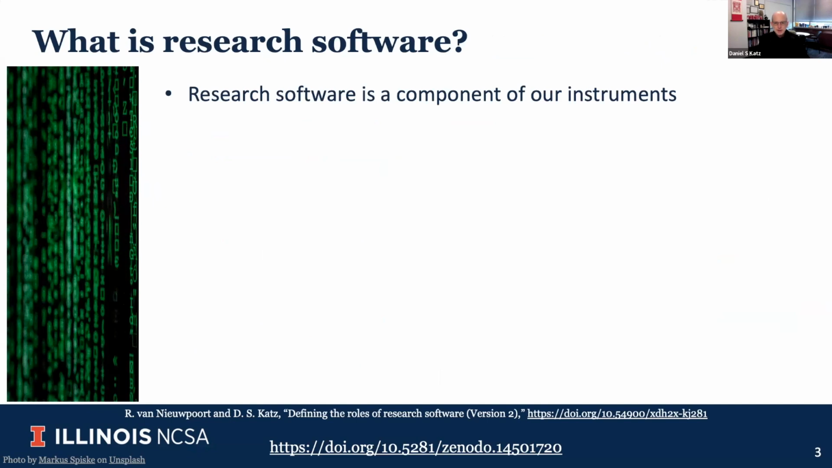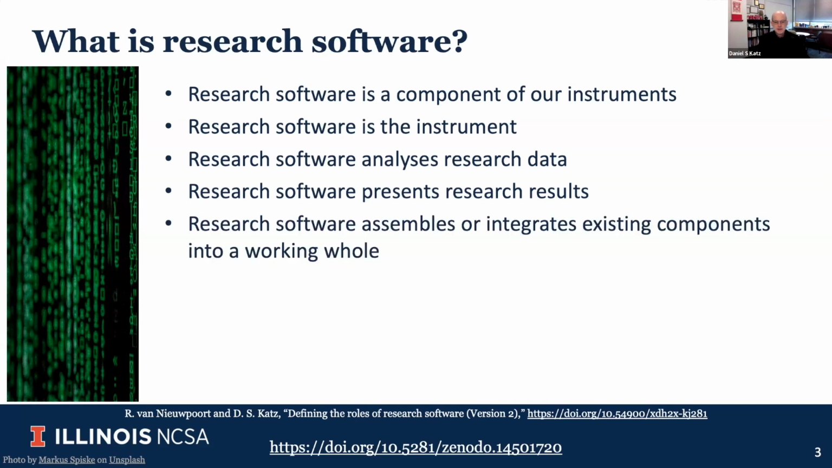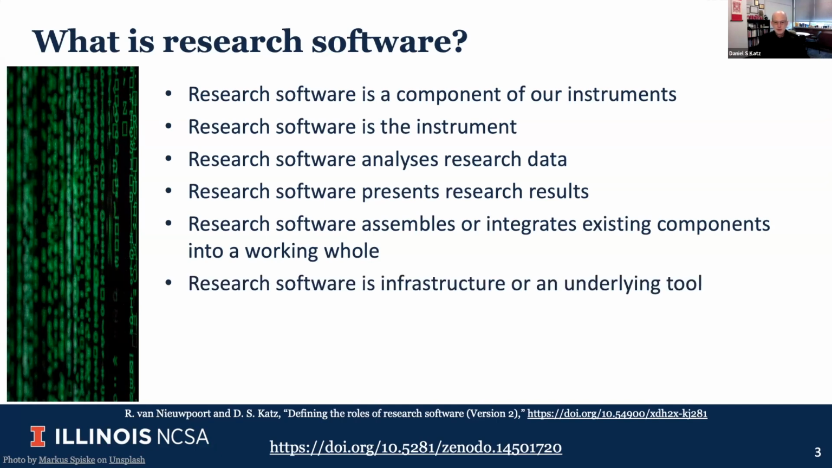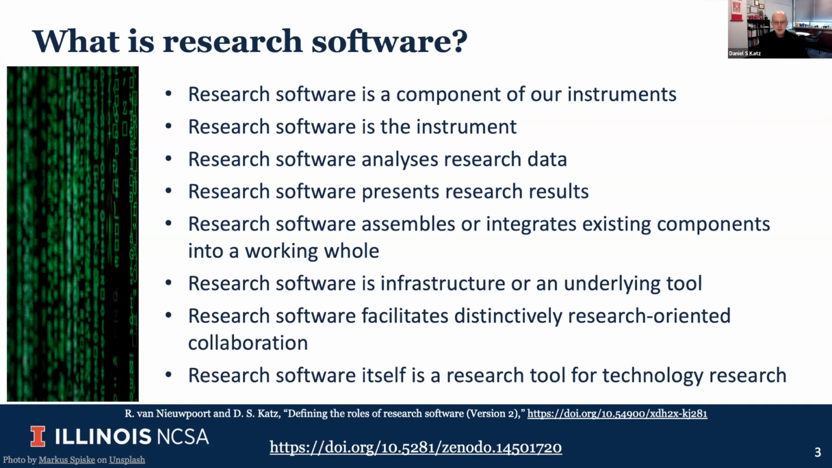So research software, then, we can think of in a few different ways. We can think of it as a component of our instruments. We can think of it as the instrument itself, as a tool that analyzes research data, as a tool that presents research results, as something that is assembling or integrating a bunch of components into a working whole, as the infrastructure or the underlying tool, as a way of facilitating research-oriented collaboration, and sometimes research software itself is a research tool for technology research. There's more details on this in the blog post that's down at the bottom. And I should also mention at the very bottom is a DOI that has a link to, that basically contains, all of these slides.